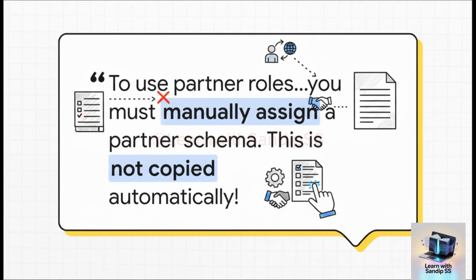Now, before we wrap this up, here is a massive pro tip that can save you a world of pain. When you create your new document type by copying an old one, the partner schema, the thing that controls partner roles, is not copied over. So if you want to use partners like a forwarding agent or a different ordering address, you have to go into customizing and manually assign that partner schema to your new document type. Seriously, do not forget this step.